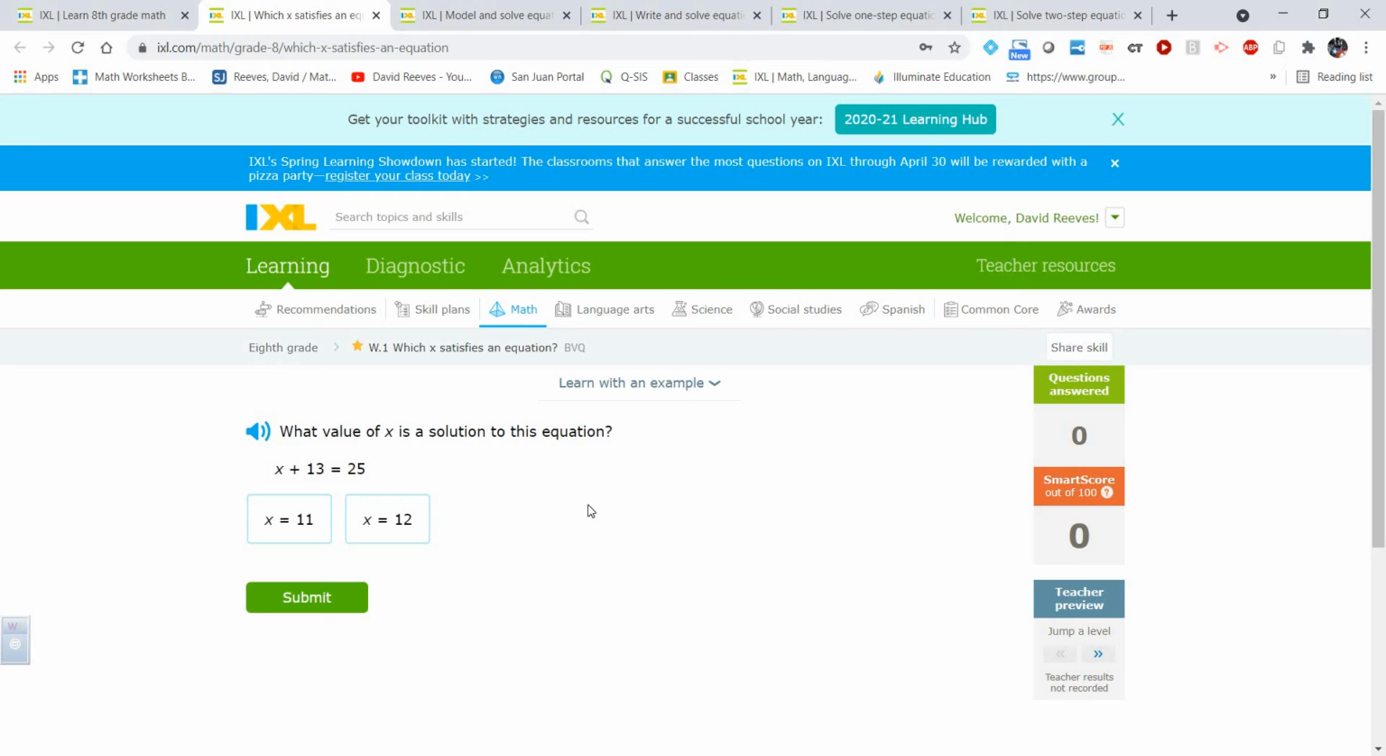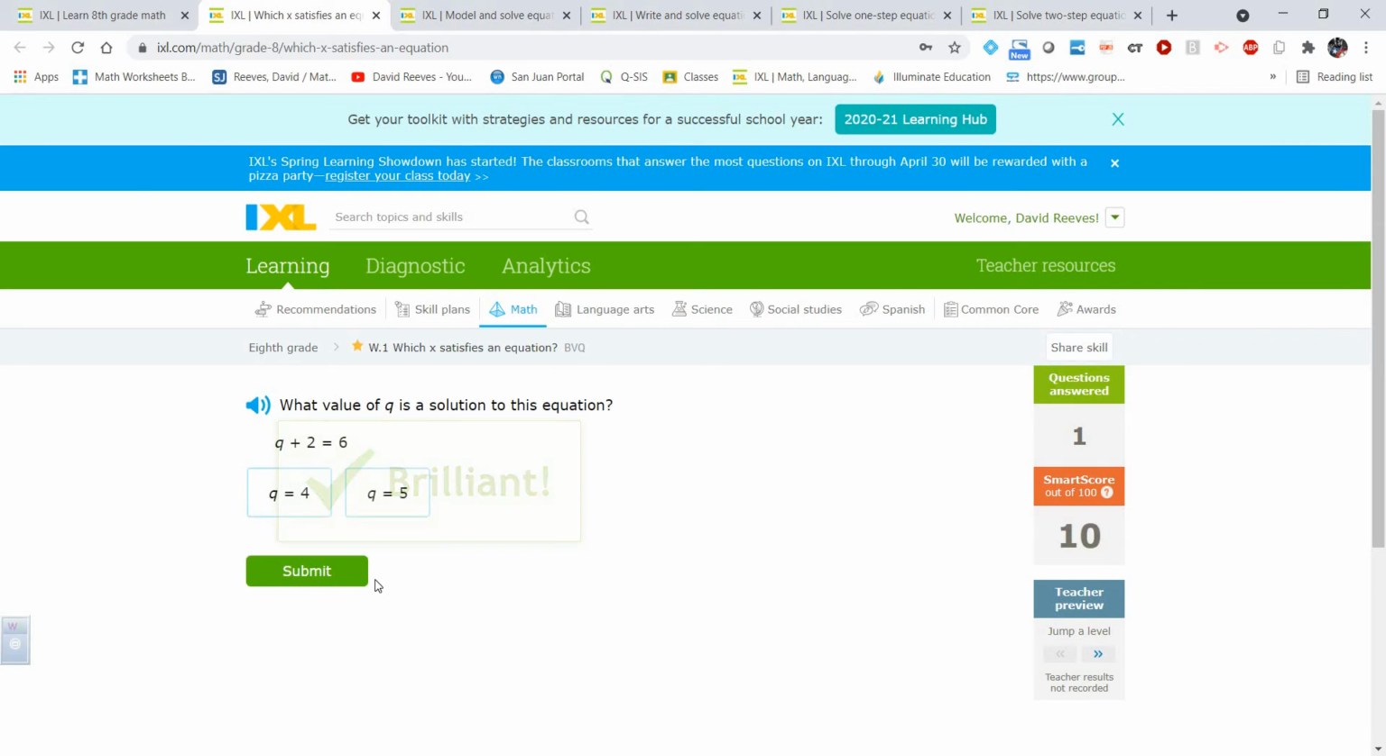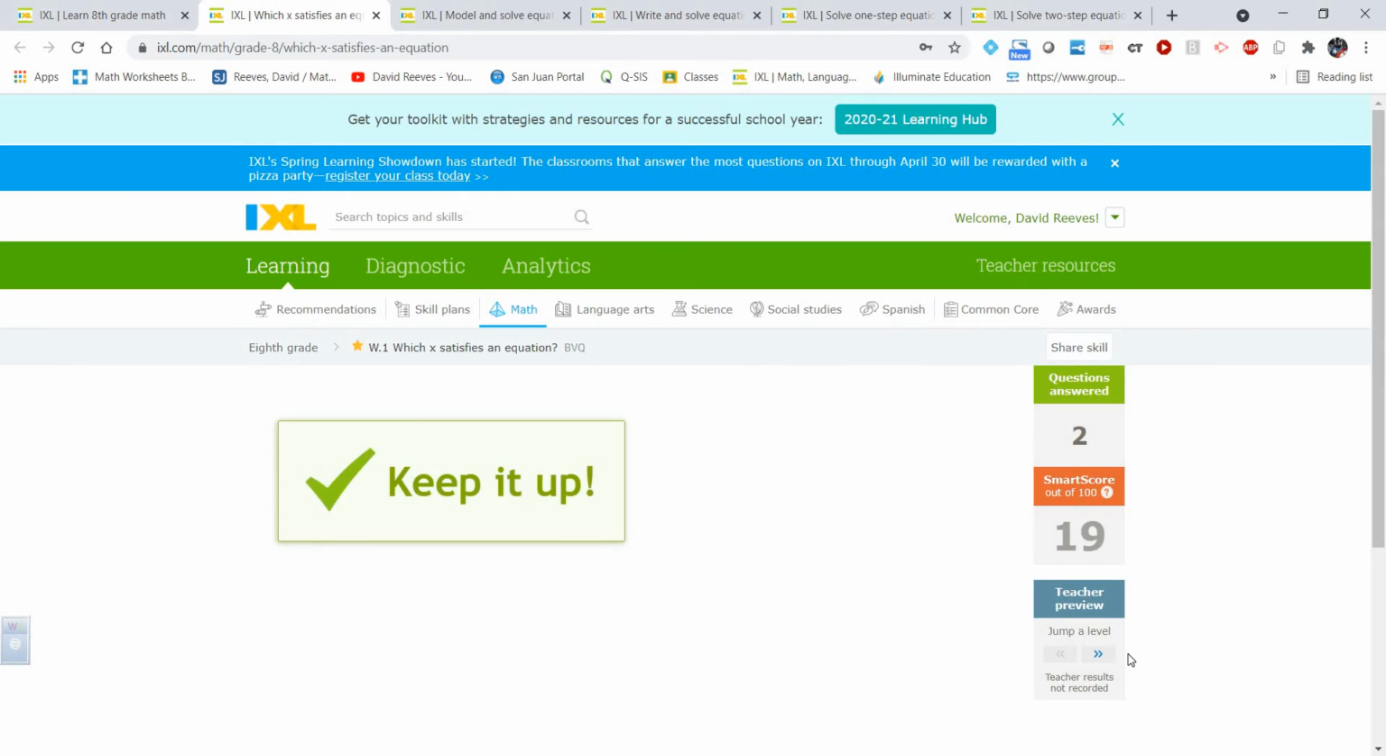Remember, solving an equation is finding the value of the variable that makes the equation true. So I want to know what plus 13 is 25. They gave me two choices. I can either plug them both in and see which one works, or I can do the inverse operation that we now know how to do. 25 take away 13 is 12. 12 plus 13 is 25, so that is our solution. All right, what plus 2 is 6? Well, 6 minus 2 is 4.